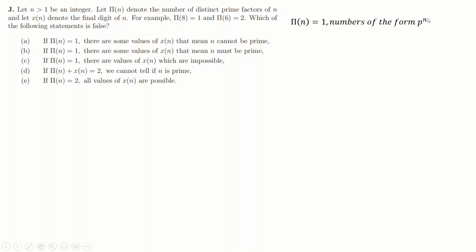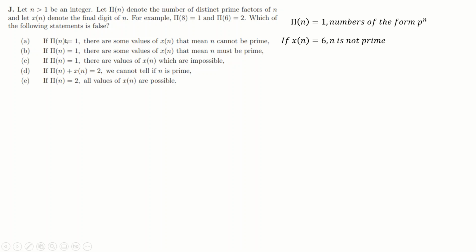But it's numbers of the form p to something, like 2 to the 4, 3 to the 3, 5 to the 7. Things that only have one prime in them. I think you know what I mean. Now, if the last digit of n is 6, n is not prime, right? And there's a number 16 that comes to mind. 2 to the power 4 is 16. So capital pi of 16 is 1, because it only has one prime factor. But it ends in a 6, and numbers that end in 6 can't be prime. So this is a true statement, right?